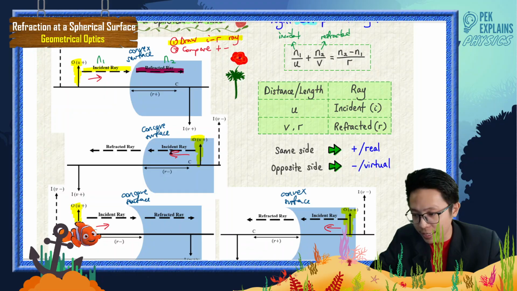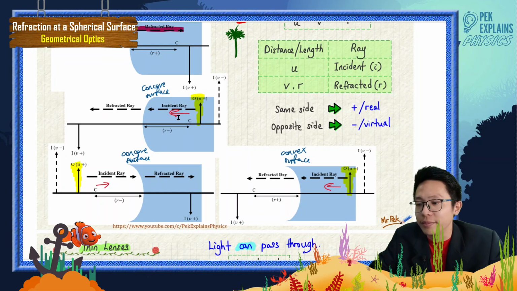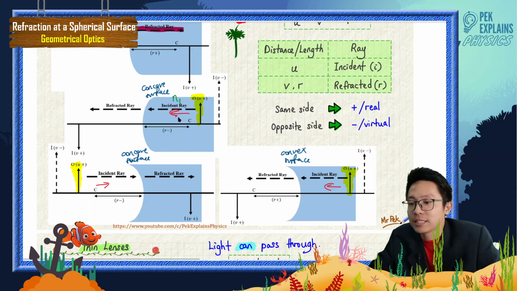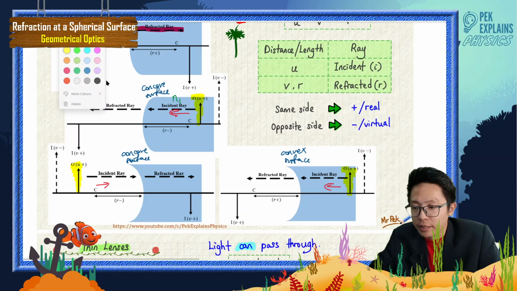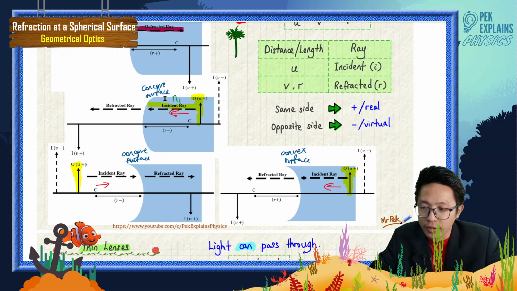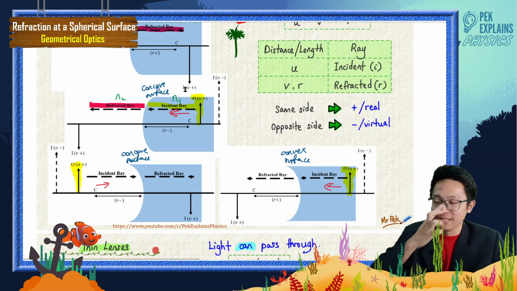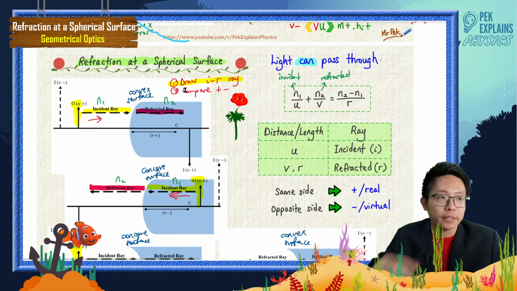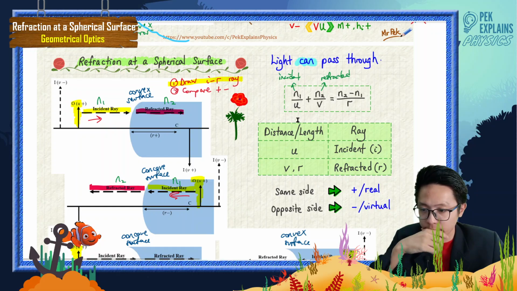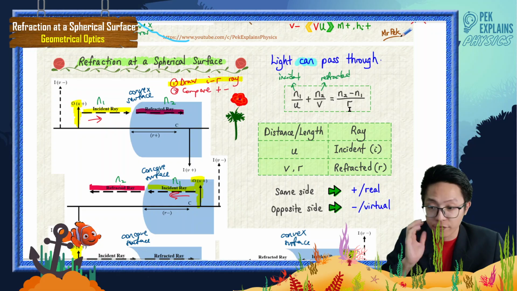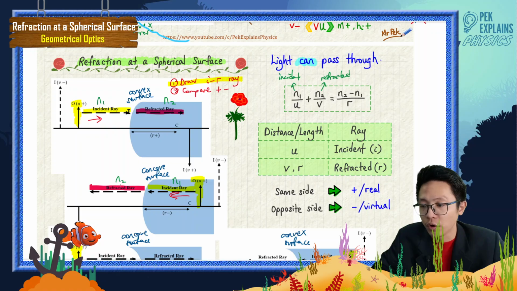Okay? Like for the second example, like this one. So which one is N1? N1 is the glass, because it is the incident ray. Refractive index for the incident ray is N1. Refractive index for the refracted ray is N2. Understand or not? So you need to see. Now, the next: U is the object distance, V is the image distance, and R is the radius of curvature for the surface.